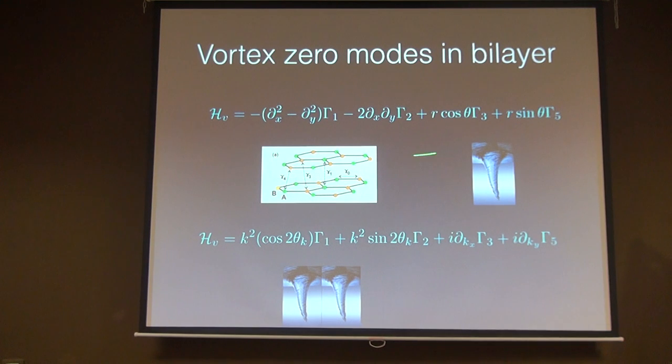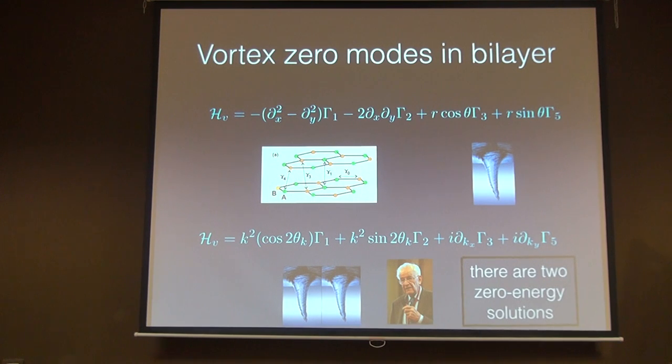So in real space, it's a quadratic band touching and a vortex. But in momentum space, it's a double vortex, but linear in derivative. So again, by the Jackiw-Rossi theorem, we can conclude that there are 2 zero modes. In simple words, in the bilayer case, the charge will become double as well.